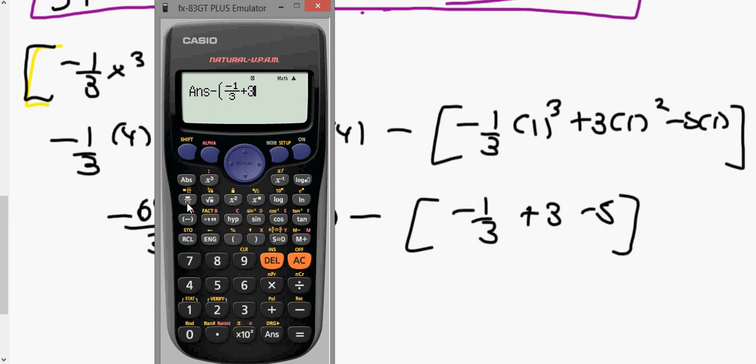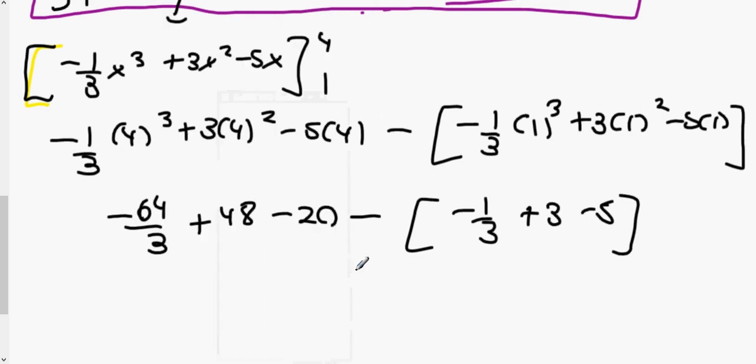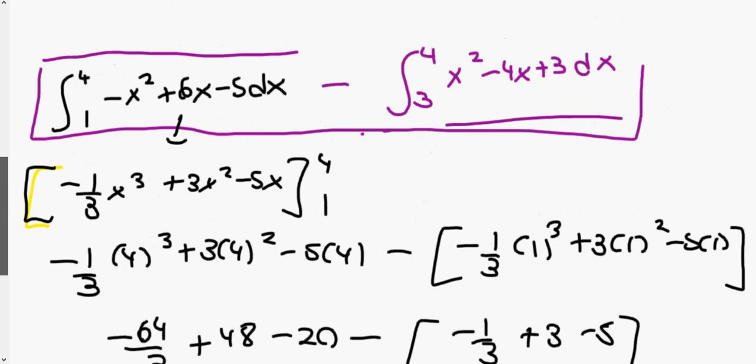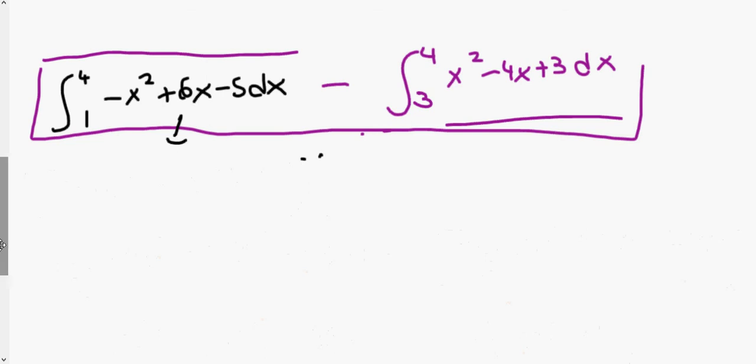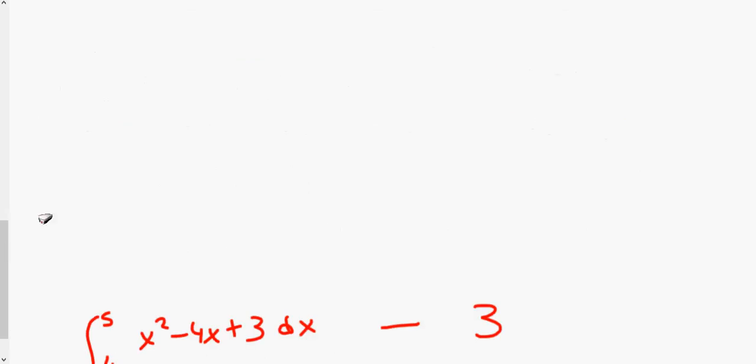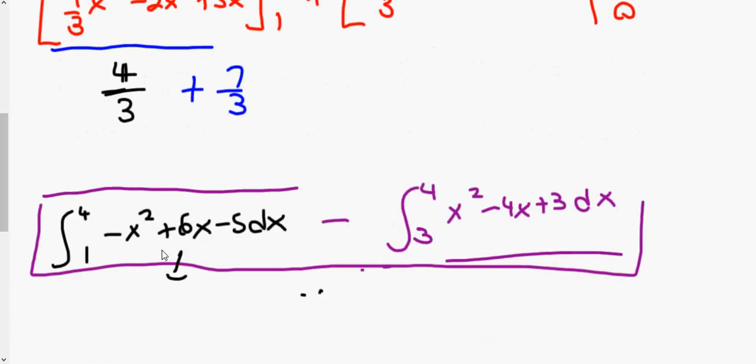Plus 3 minus 5. Close bracket again, and the answer for that is 9. So the full answer to this question is 9. Once again we can rub this out and say the integral of all of this is 9. So we have a 9 here.